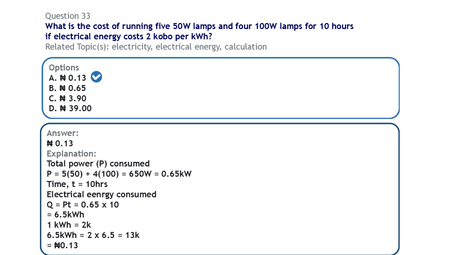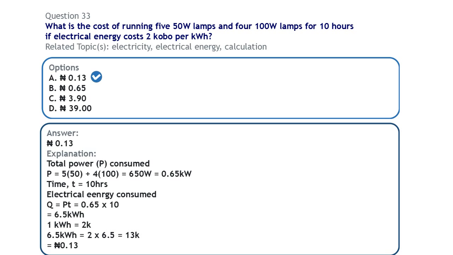that is each of those lamps has 50 watts. So if you have 5 of them, then they will consume a total of 5 times 50 watts. Okay, that's 250 watts. Then we have 4 100-watt lamps, that is each of those lamps is 100 watts. So you have 4 times 100, so that will be 400 watts.